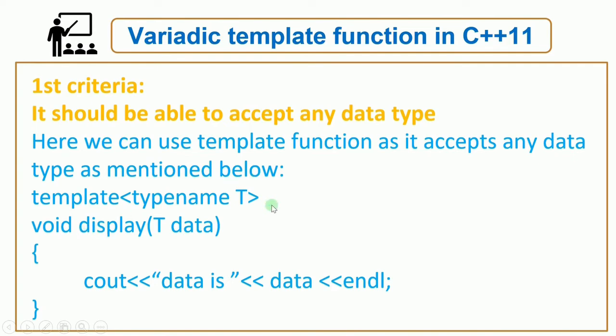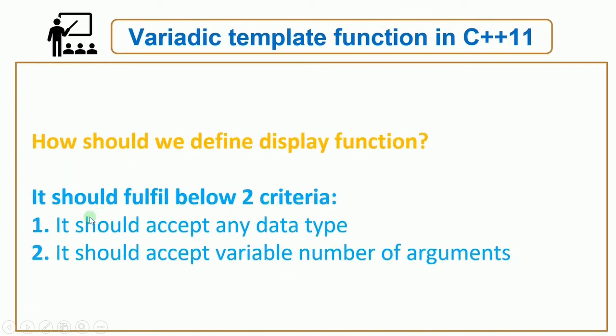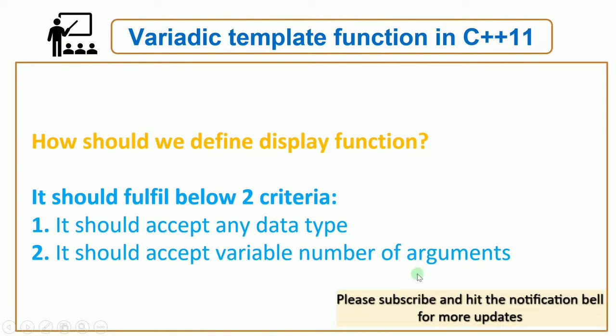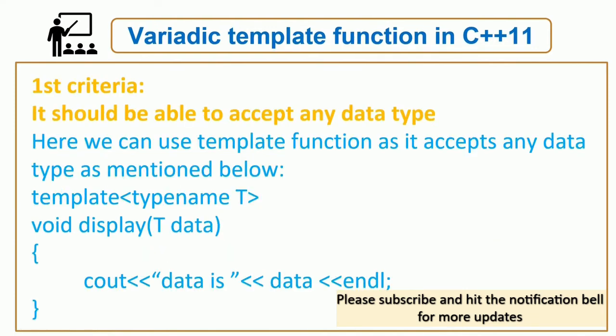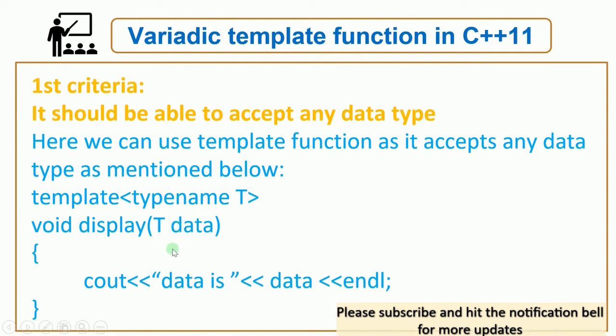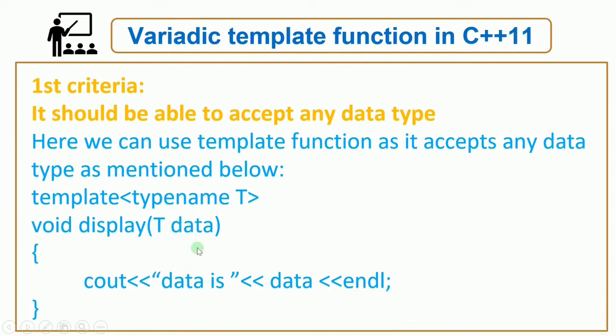But what about the second criteria? So what was the second criteria? The first criteria, that it should accept any data type, is fulfilled in the template function. The second criteria is that it should accept a variable number of arguments, that is, the number of arguments passed to the function can be 1, can be 2, can be 3, can be 4. That means a variable number of arguments, that condition it should satisfy. But you can see here in this template function, only one argument is present. So how to make this template function a variadic template function, so that it can have a variable number of arguments, a different number of arguments.